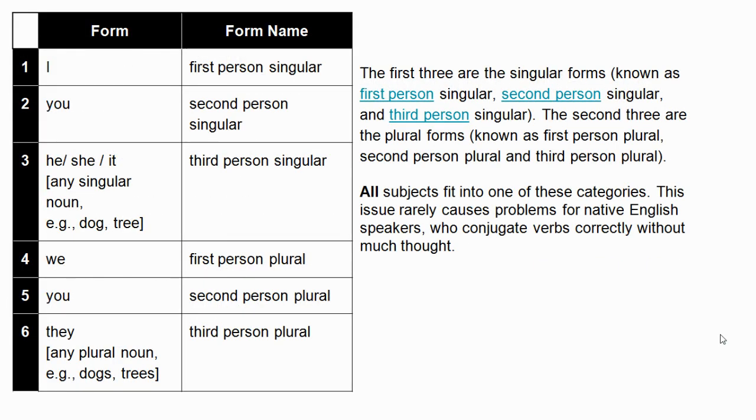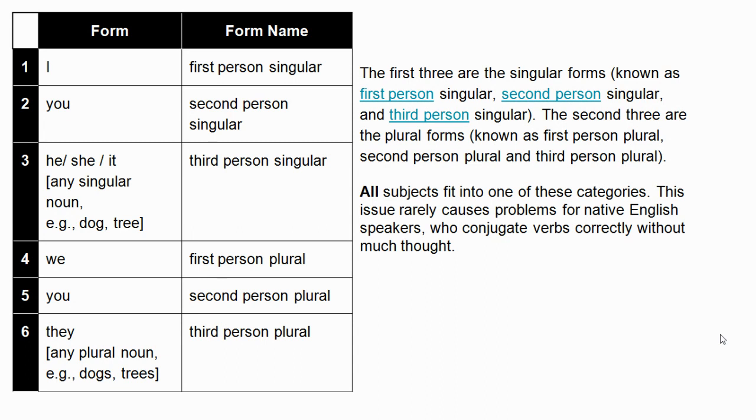Form: I. Form name: first person singular. You, second person singular. He, she, it, any singular noun, for example dog, tree, third person singular. Fourth, we. Form name: first person plural. You. Form name: second person plural. They, any plural noun, for example dogs, trees, third person plural.